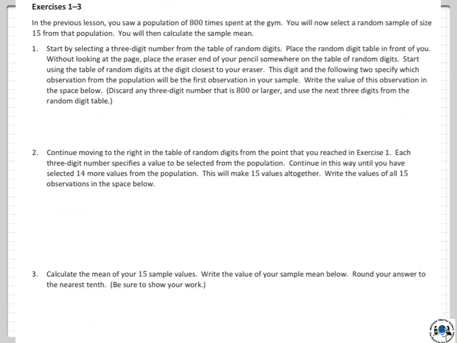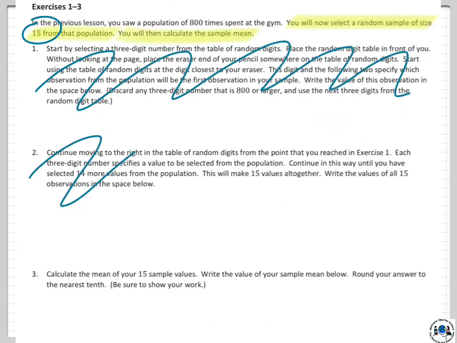As you can see here, in the previous lesson, we found sample means using a sample size of 5. In this lesson, we're going to select a sample size of 15 from that same population, and then calculate the sample mean. So we're going to do exactly what we did last time, but we're just going to up the sample size to 15. Of course, we are not going to do the random number thing with the eraser.